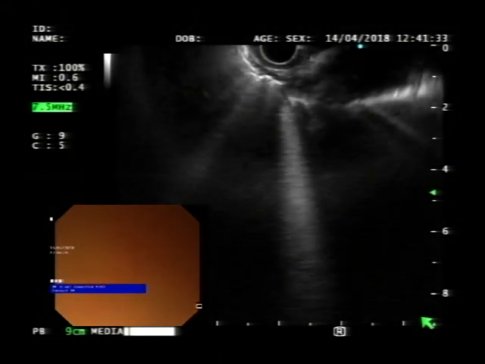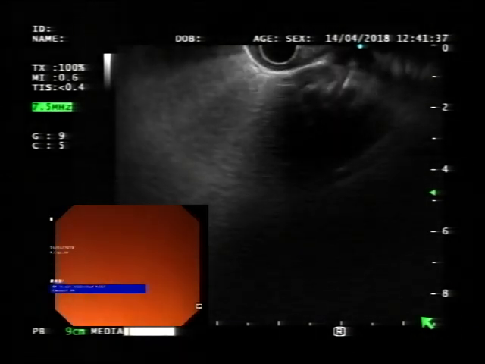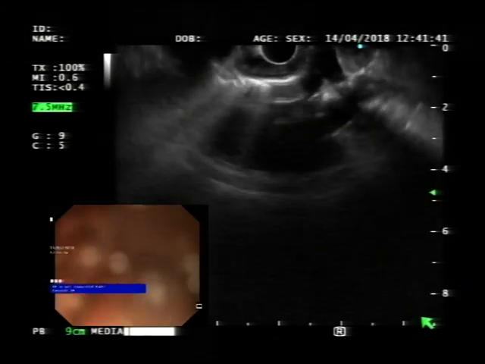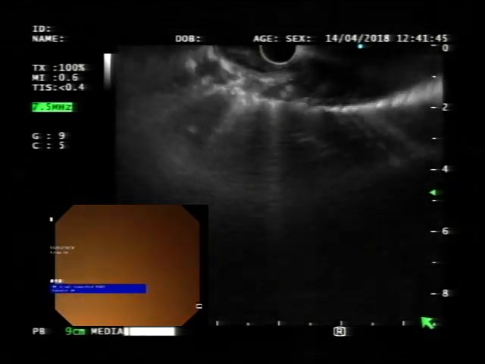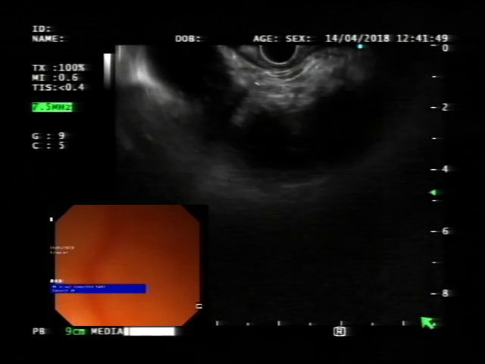So this is the pleura, that means you and the esophagus, right? Keep the aorta in, so bring the aorta into view. Yeah. Up, push it in, keep the aorta in view.